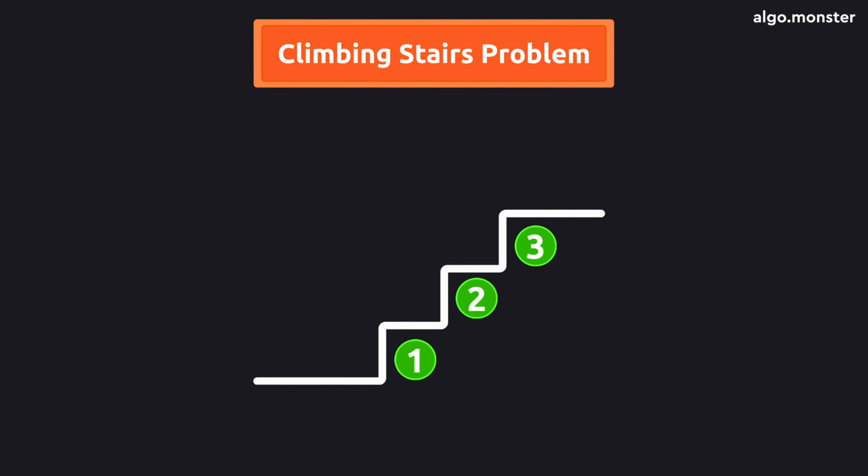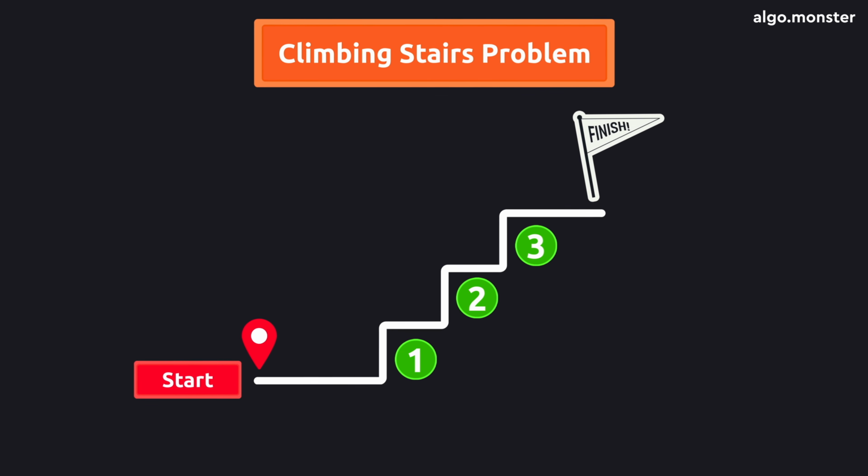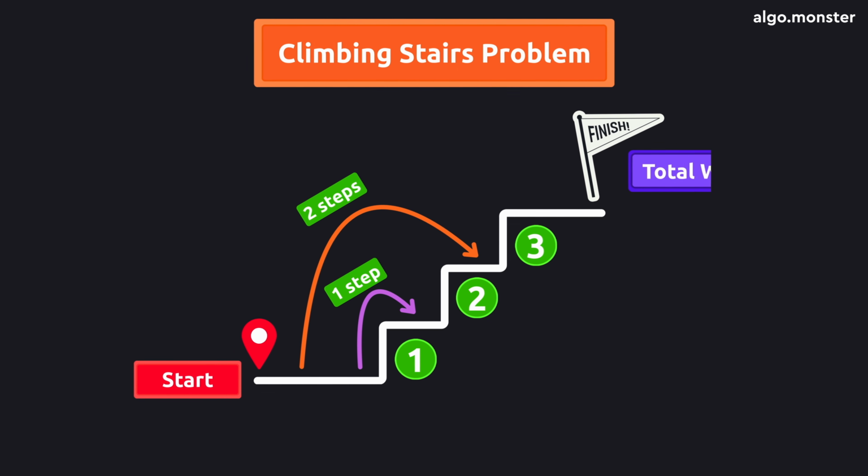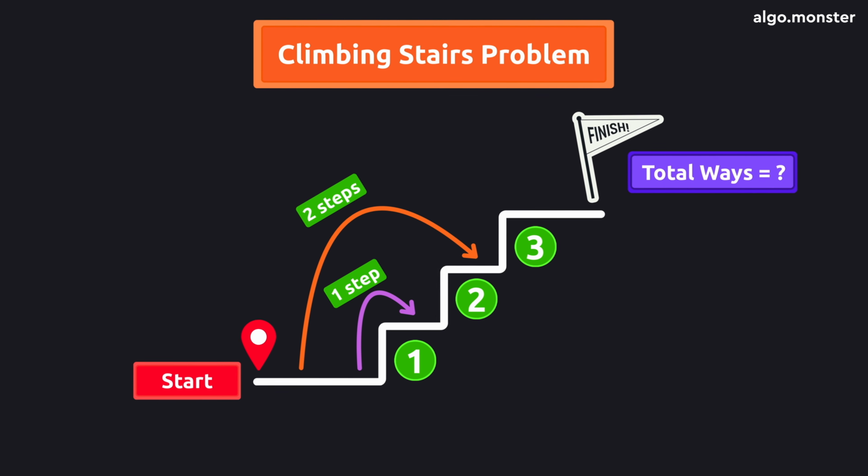There is a staircase with n steps. You are at the bottom and want to reach the top, and there are two possible moves. Climb one step at a time or jump 2 steps at once. And we need to count how many different ways there are to reach the top.